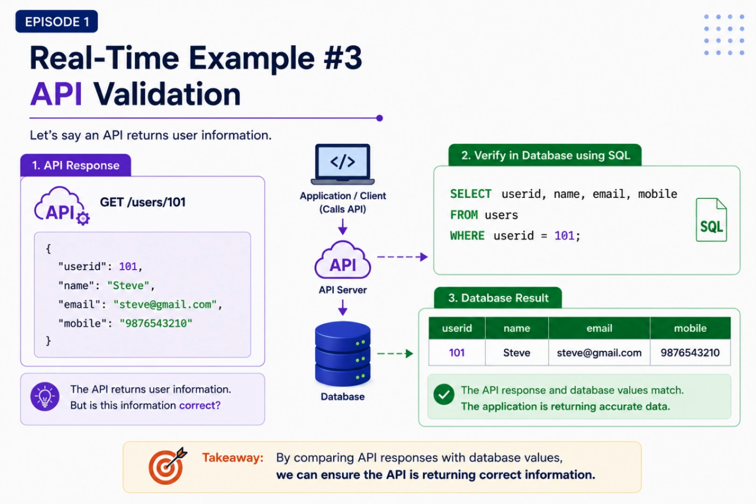Validate the API response as well. Suppose an API returns the following response which is shown in the screen. As testers, we can verify the same information in the database. If the API response and database values match, we know the application is returning accurate data. This helps answer another key question. Is the API returning the correct information?